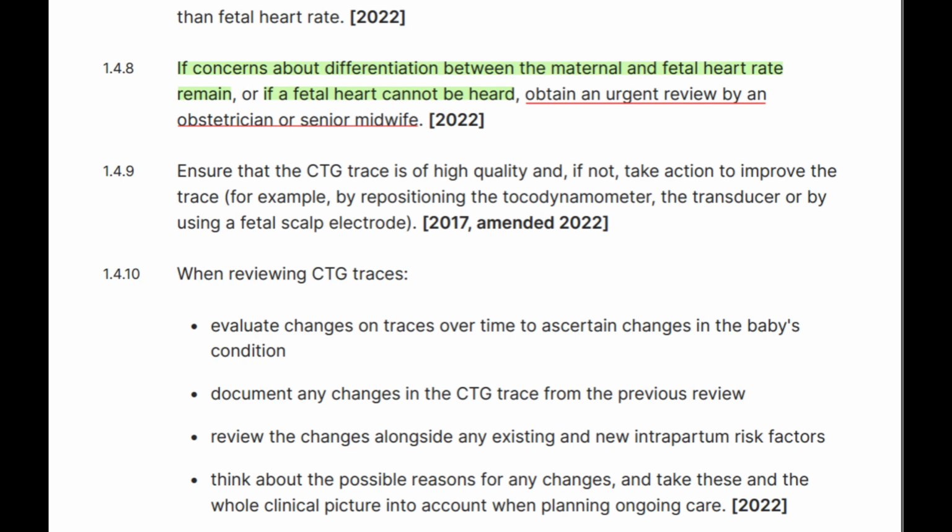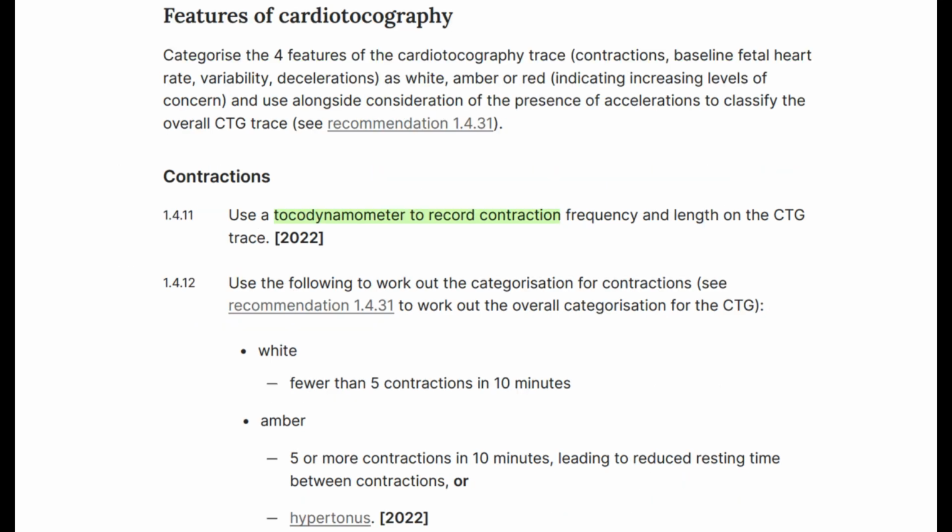Ensure that the CTG trace is of high quality and, if not, take action to improve the trace, for example, by repositioning the tocodynamometer, the transducer, or by using a fetal scalp electrode. When reviewing CTG traces, evaluate changes on traces over time to ascertain changes in the baby's condition. Document any changes in the CTG trace from the previous review. Review the changes alongside any existing and new intrapartum risk factors. Think about the possible reasons for any changes, and take these and the whole clinical picture into account when planning ongoing care.